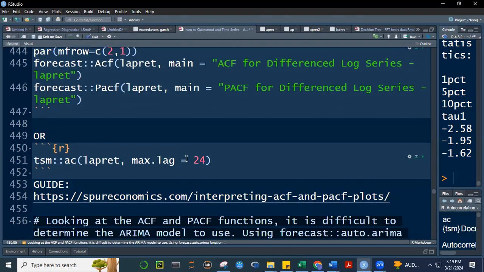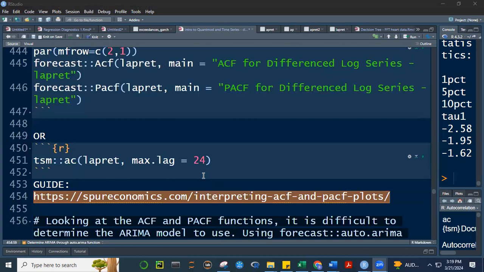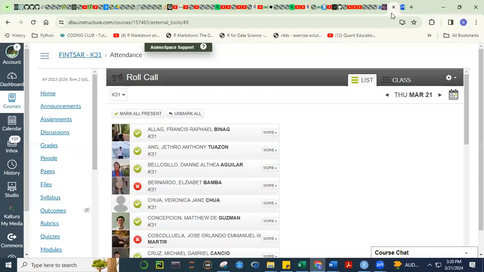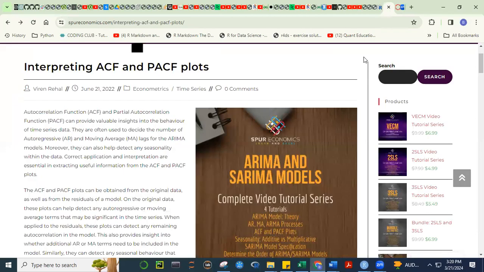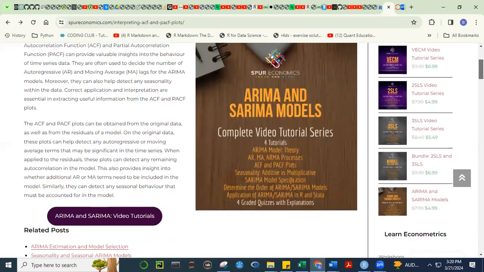So let me share with you this one, class. Kindly look at this. Open this, Control C, and then I'll explain to you how we determine what ARIMA model a time series is using the PACF and the ACF. There are several resources about this, so I'm just giving you one: interpreting ACF and PACF plots, autocorrelation plots and partial autocorrelation plots.